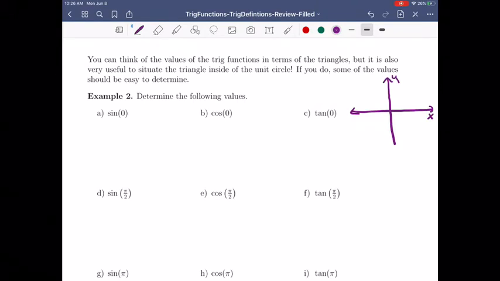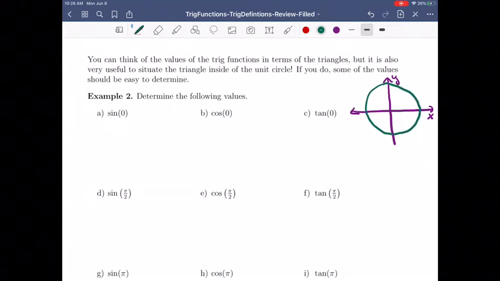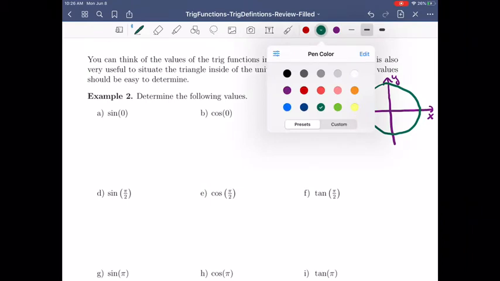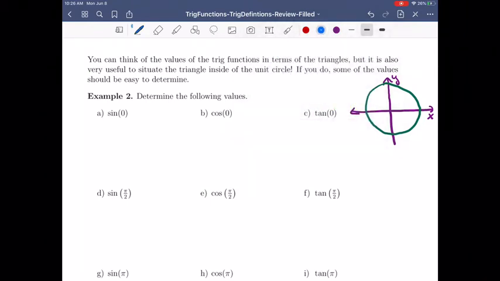Okay, so there's my coordinates. And then I'm going to have my unit circle like that. So I have all these special points. This is (1, 0). This is (0, -1). This one is (-1, 0), and (0, 1). So we can compute all the sine and cosine values for these easy angles.